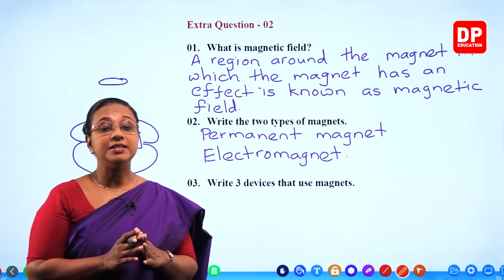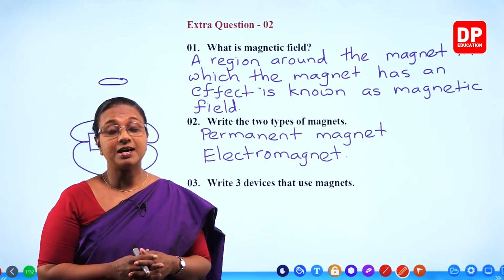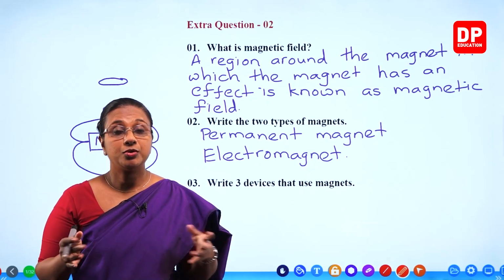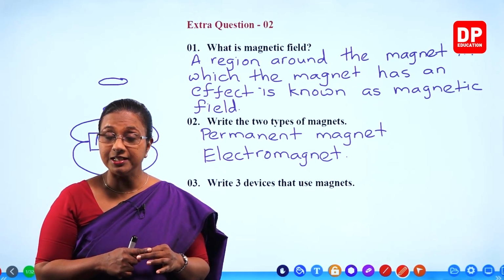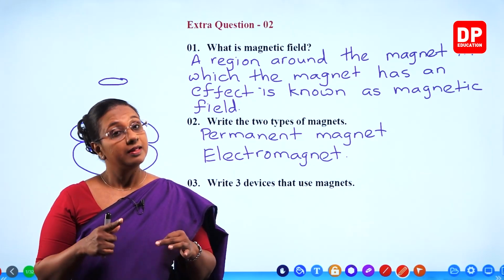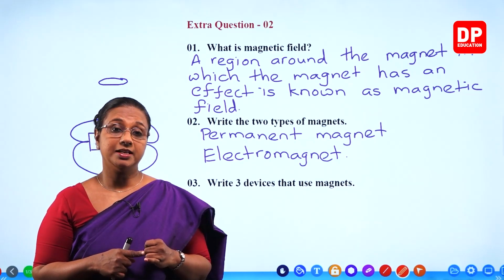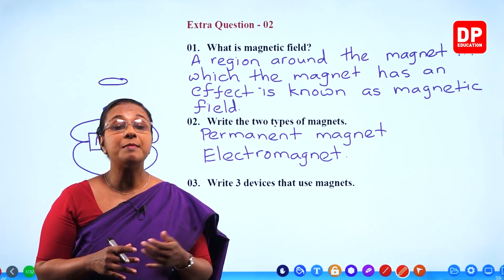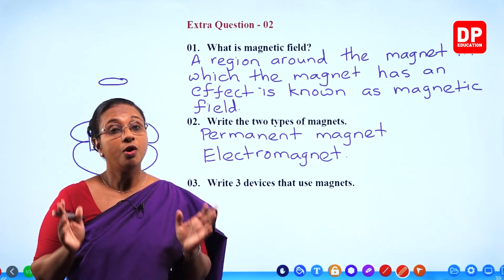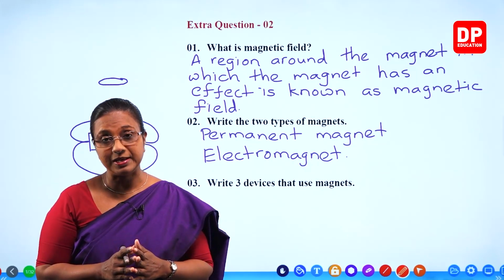Then the third part of the question, write 3 devices that use magnets. Now you are familiar with devices that use magnets, the devices that we discussed in our lesson. You can remember the loudspeaker. Then we have the direct current motor, the alternating current dynamo, the bicycle dynamo, even the microphone, the moving coil magnetic microphone. All of them use magnets. You all are familiar with that.